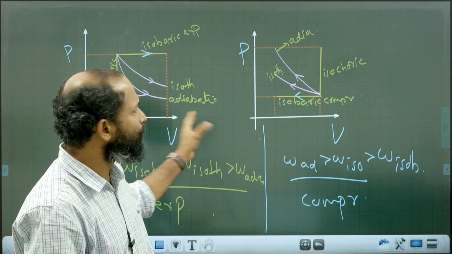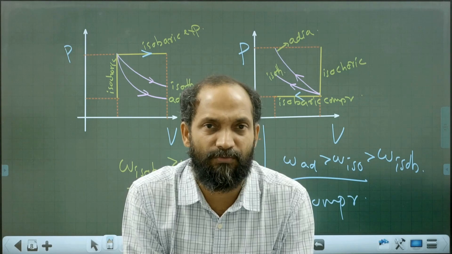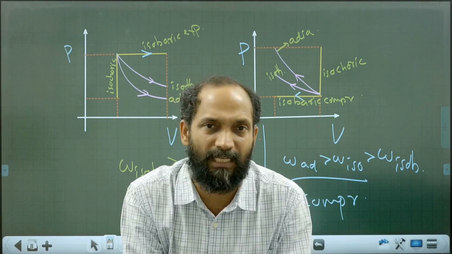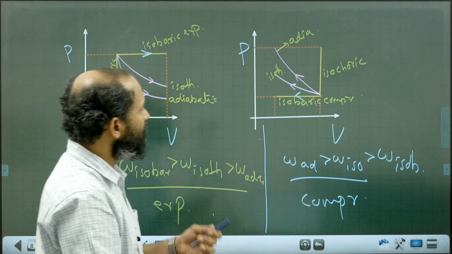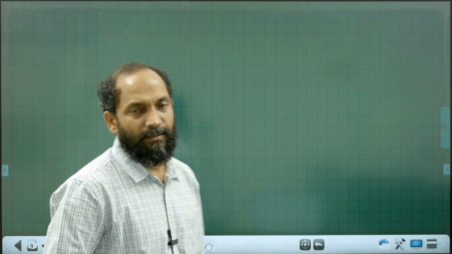Like this, these two graphs are very important. Children, please note and learn all these things by heart very well. I have tried to explain as much as possible within this limited time. Now, there are many more processes to be discussed, particularly reversible and irreversible processes.